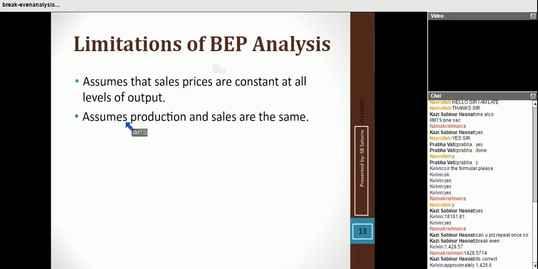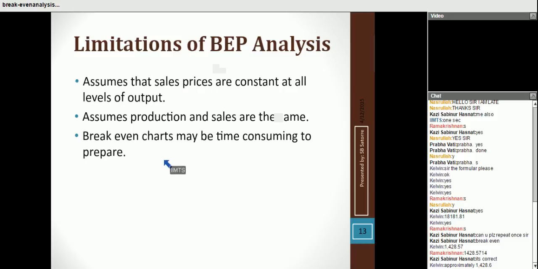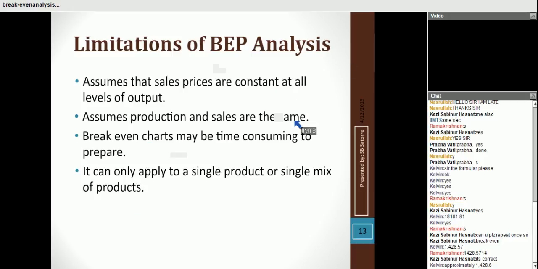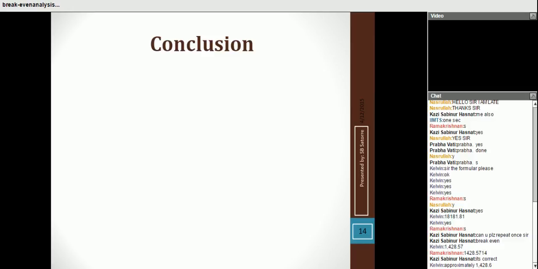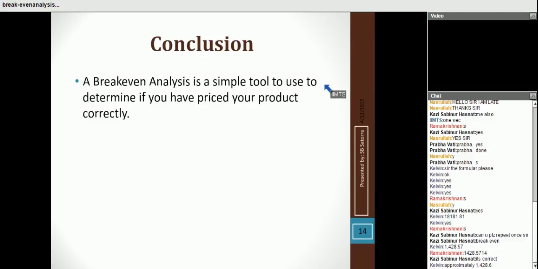It assumes production and sales are the same. Also, production is not the same, right? Sometimes the production is more, sometimes it is less based on various factors. Break-even charts may be time consuming to prepare. Sometimes it is a very time consuming process. It can only apply to a single product or a single mix of products. These are the limitations. Now, the final conclusion.